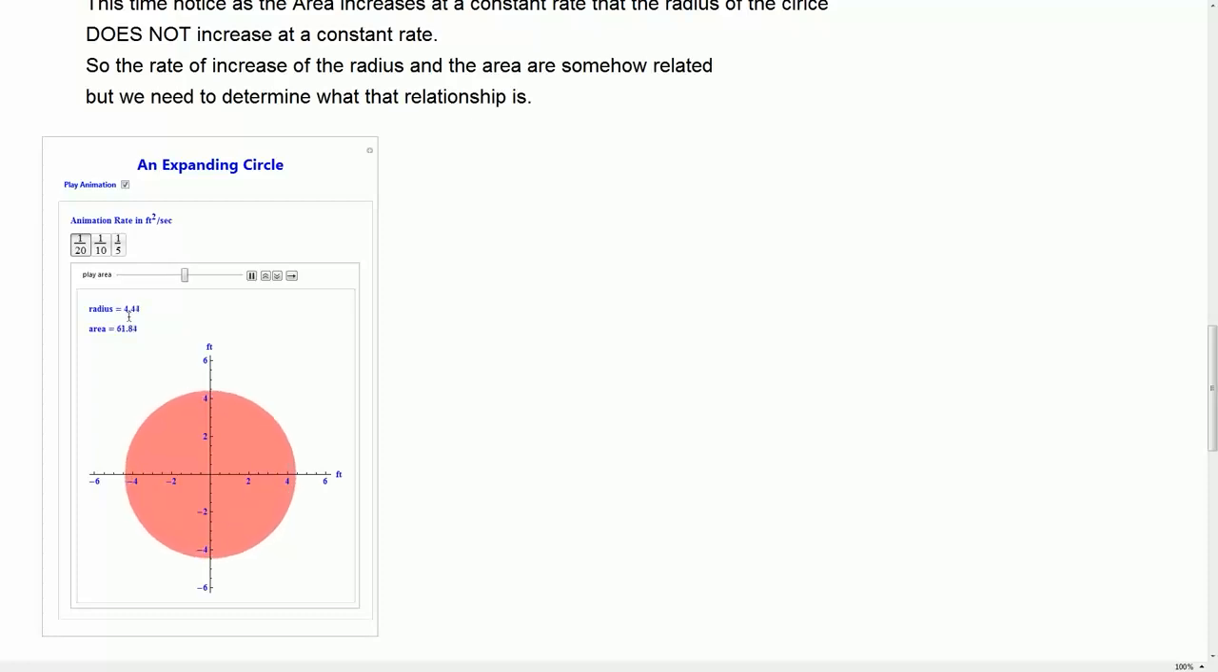My radius is not growing at a constant rate. In the very beginning, it has to grow very quickly, but as I get further and further out, the rate at which the radius is changing is slowing down. So hopefully that makes sense.